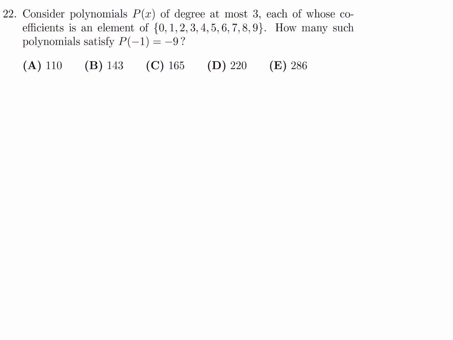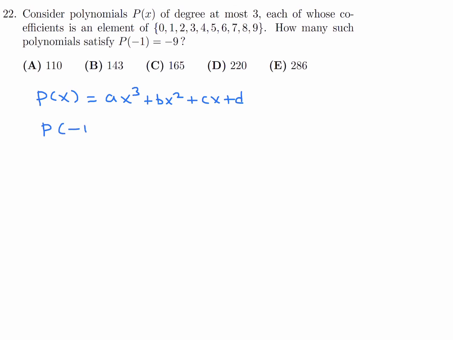Consider polynomials p of x of degree at most 3, each of whose coefficients is an element of 0 to 9. How many such polynomials satisfy p of -1 is equal to -9? Well, I will let p of x equal ax cubed plus bx squared plus cx plus d. It's a polynomial of degree at most 3. So the highest this can be is 3. It could be 2 if a was 0. It could be degree 1 if a and b were 0, and so on.